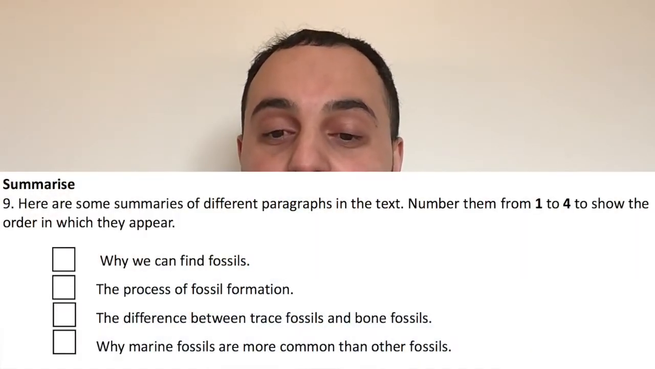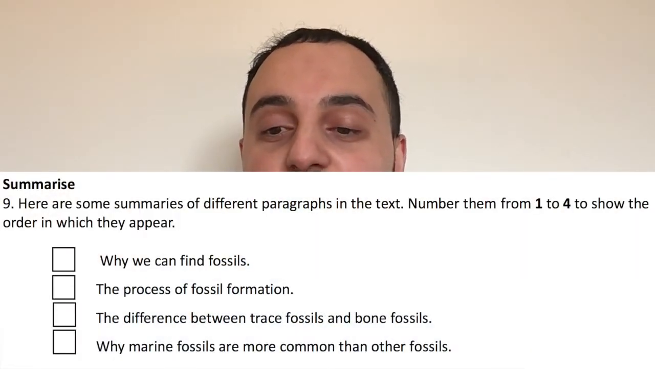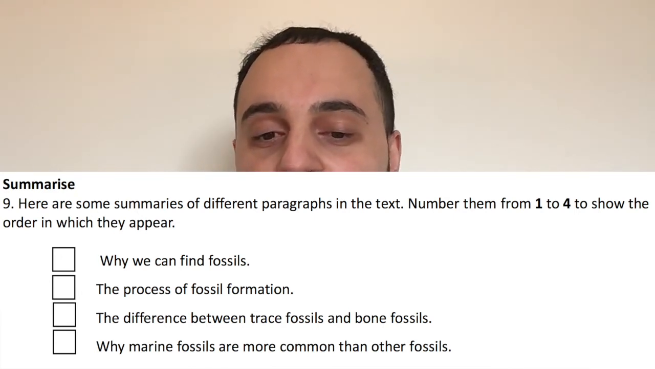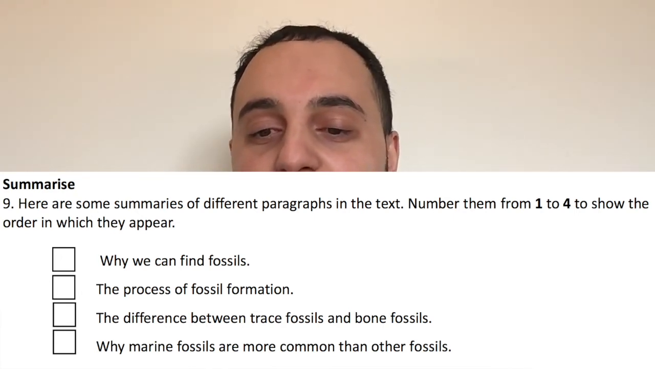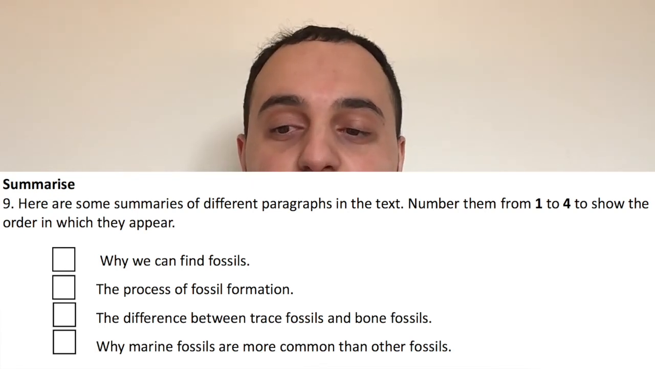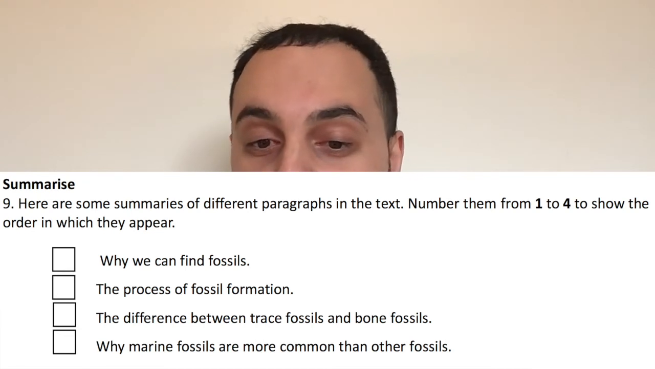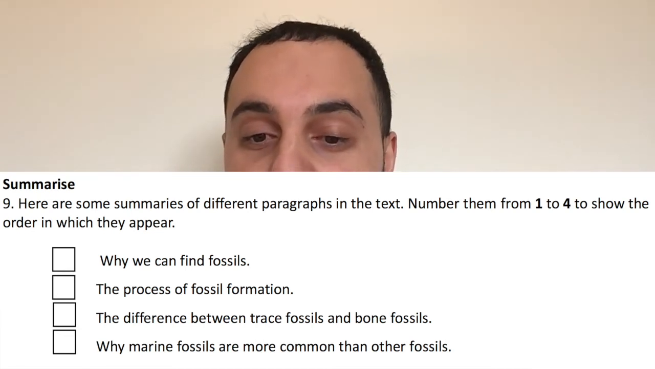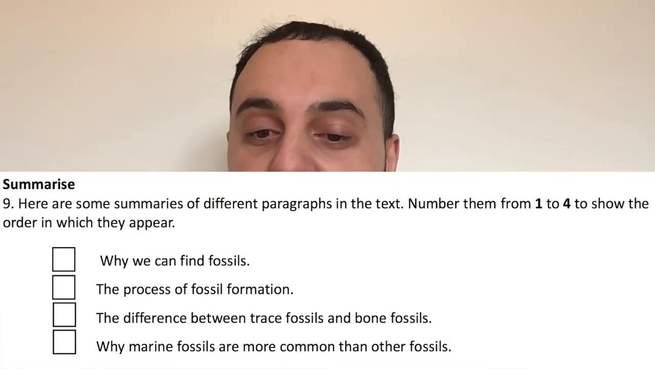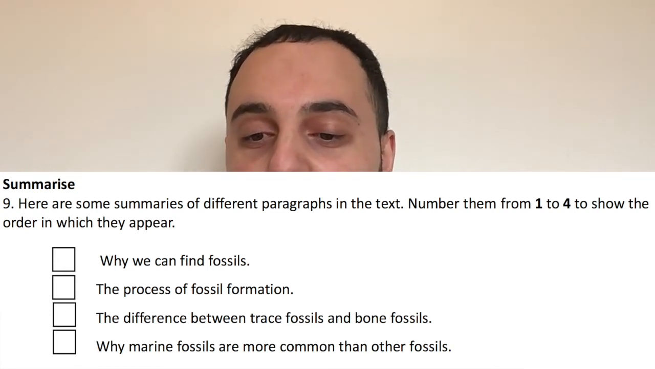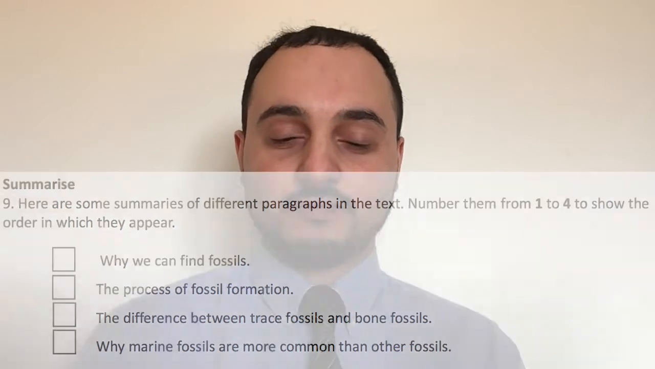Right, question 9, summarising. Here are some summaries of different paragraphs in the text. Number them from 1 to 4 to show the order in which they appear. So we've got why we can find fossils, the process of fossil formation, the difference between trace fossils and bone fossils, and why marine fossils are more common than other fossils.